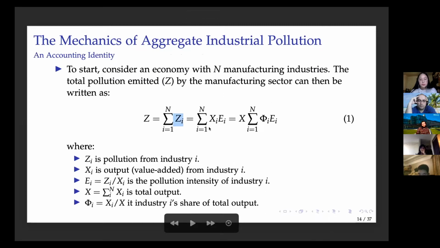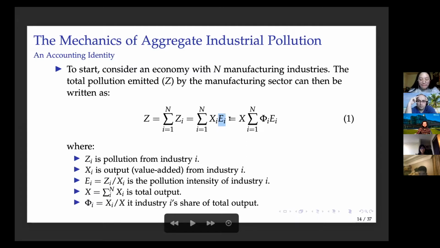So if we do that, we know something more concrete about emissions from any given industry, which is that we can break this down into a scale and a technique component. An industry i's total pollution, Z, is equal to the amount of production that occurs in that industry multiplied by the technique used by that industry. This technique term is what we call pollution intensity, which is just defined as the amount of pollution emitted per dollar of output produced. And so this is another mathematical identity.